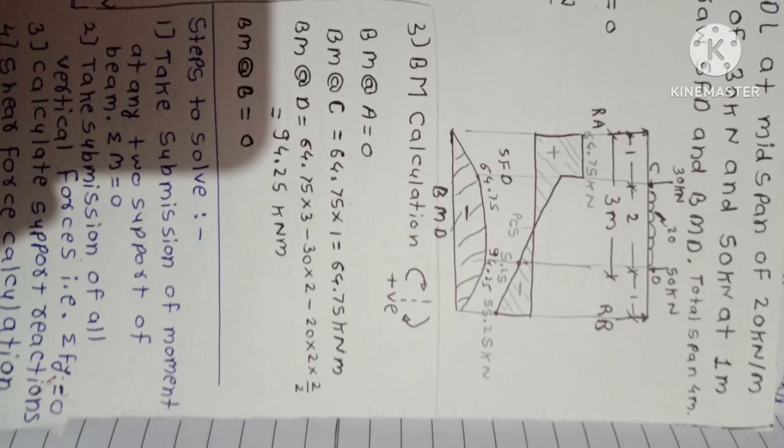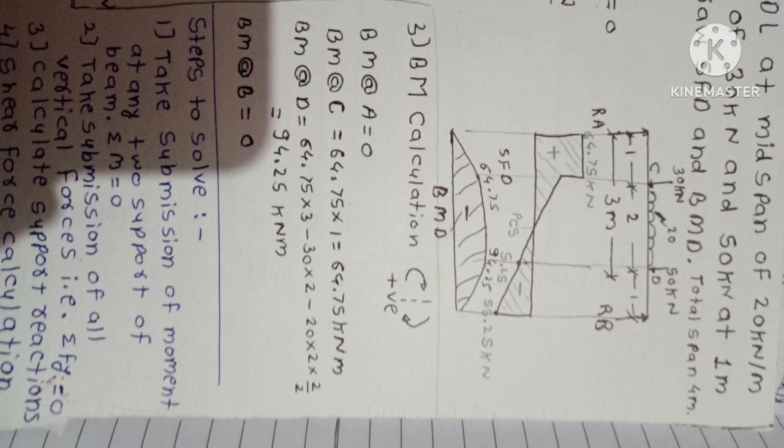Step number 3, now going for the bending moment calculation. Here, on the left-hand side, clockwise forces are positive and vice versa. BM at supports A and B is always 0. BM at point C is 64.75 into 1, which is 64.75 kilonewton meters. And lastly, BM at point D is 94.25 kilonewton meters.